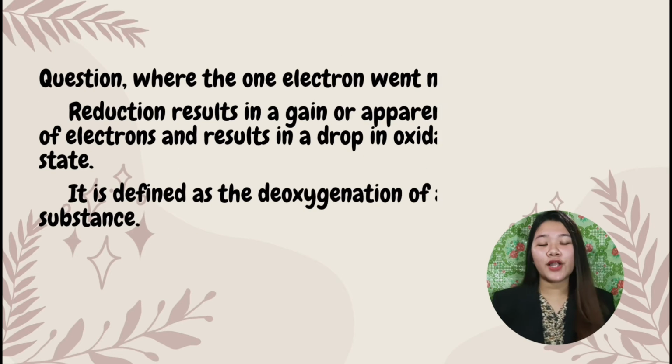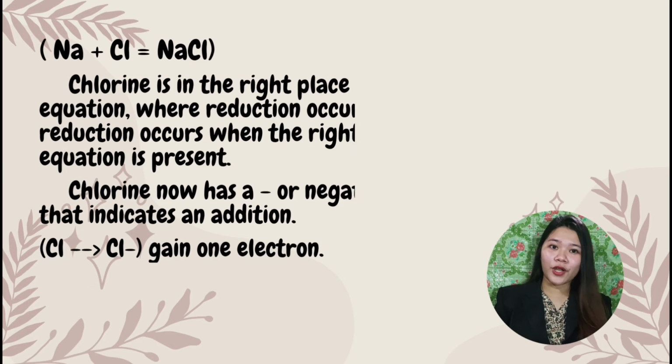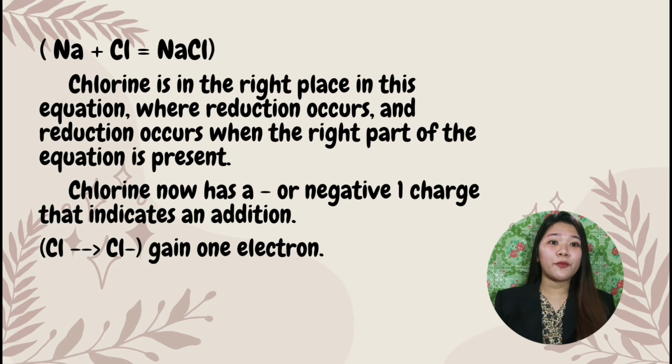Now that we have done discussing oxidation and we have one lost electron, where did the one electron go? Reduction is a decrease in oxidation state and corresponds to the gain or apparent gain of electrons. Originally, reduction is described as the removal of oxygen from a compound. Metal oxides are reduced to a metal, which is a very real reduction in mass. Back to the example before, we now have one electron from Na. We are now putting it into chlorine by the use of reduction.